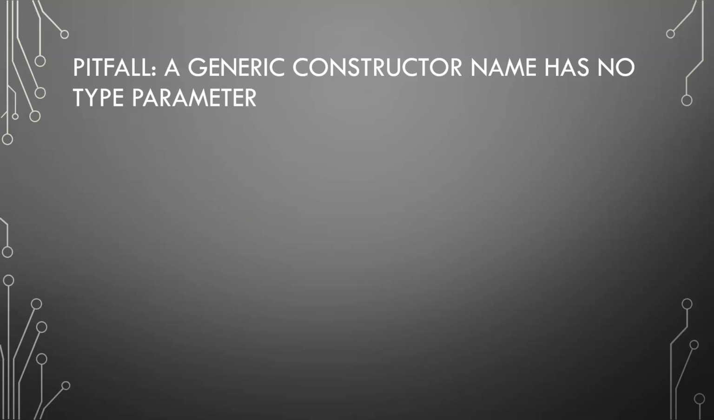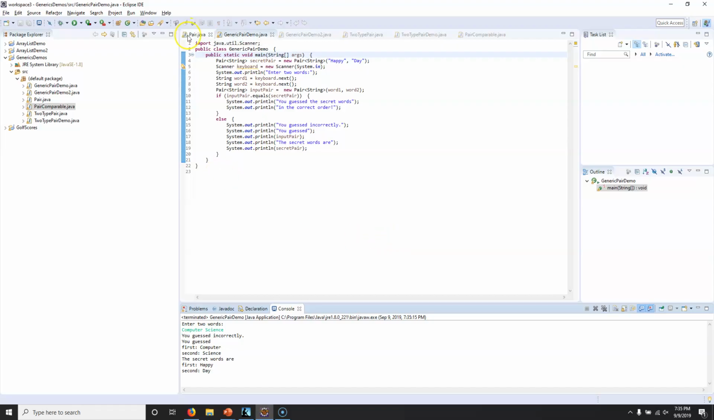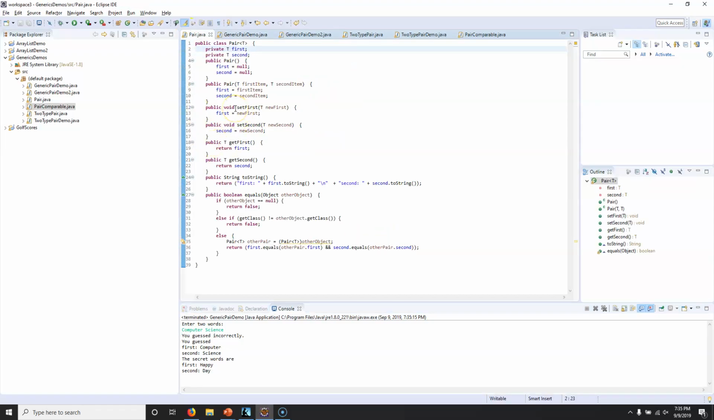All right, so what about our pitfalls? And there's quite a few to talk about today. So a generic constructor name has no type parameter. The class name in a parameterized class definition has a parameter attached, such as Pair<T>, within the generic pair demo. So if I go back to Pair, you can see there's our Pair<T>.